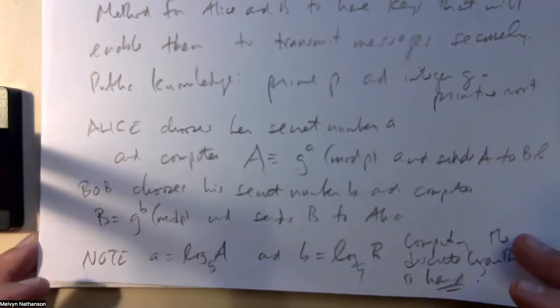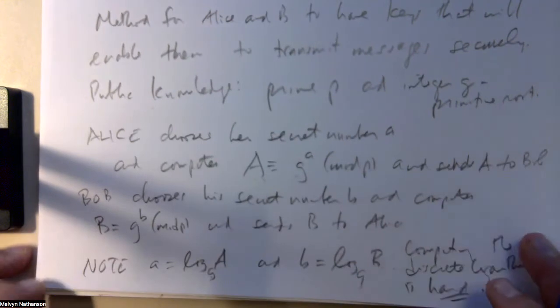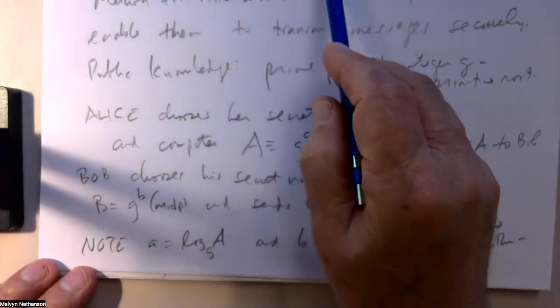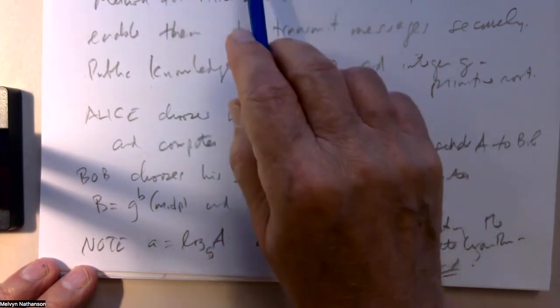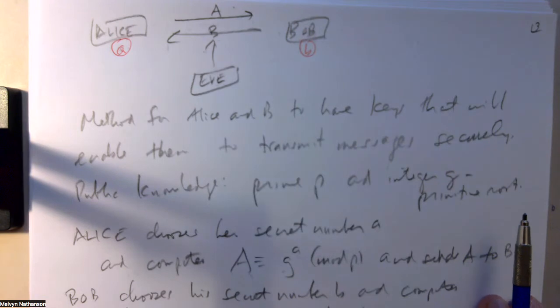So, but what is the key? There's supposed to be some number that Alice and Bob both have. Alice gets capital B from Bob. Bob gets capital A from Alice, but what is the key? Well, the key is the following.